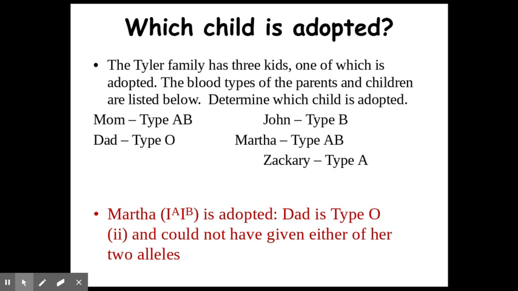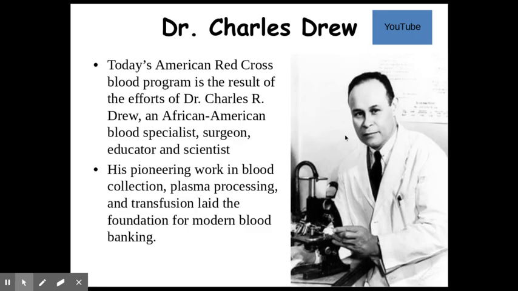So you would set up Punnett squares, take the mom, which is AB, and the dad, which is O. If they're AB and O, then they only could have children that are AO or BO. And so if you look, Martha is the one that is AB, so she is the one that has to be adopted because dad is type O and cannot give anything except an O allele to her. And since she doesn't have O blood, she has AB, she cannot be his child.